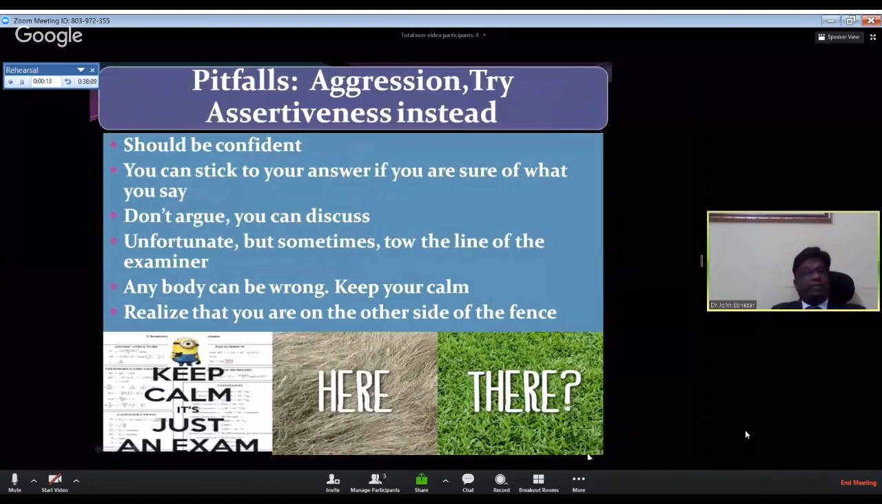Anybody can go wrong. Keep your calm. Don't try to make the examiner realize that he is wrong and you are right. Realize that you are on the other side of the fence now. So buy your time, and don't go into things like that.